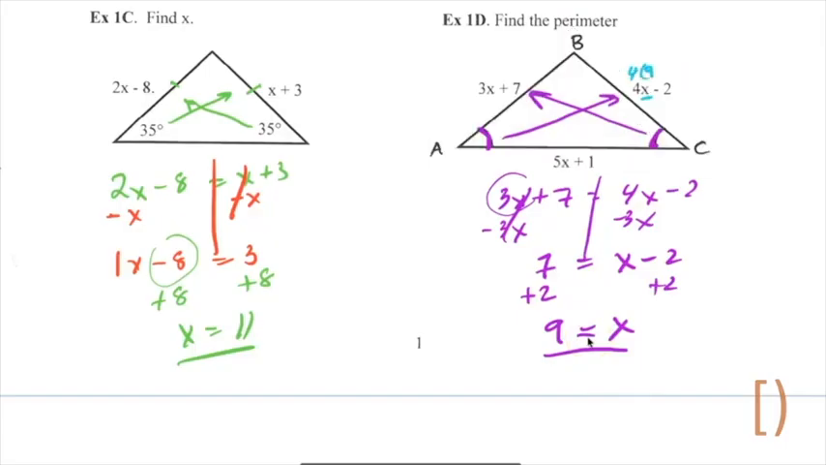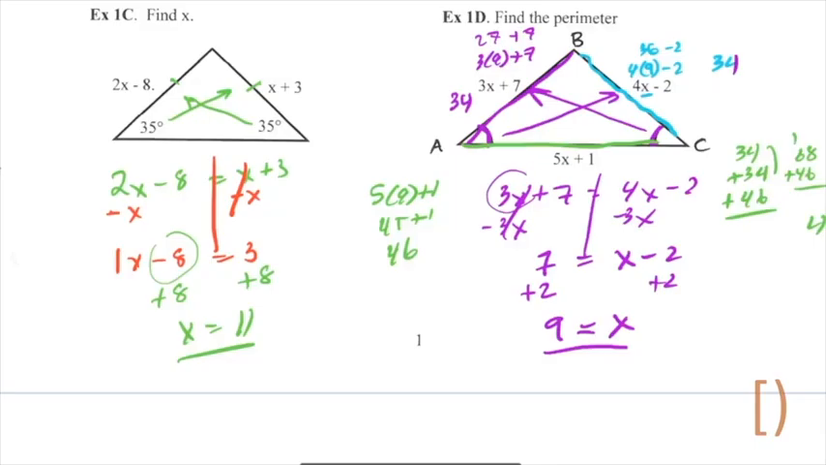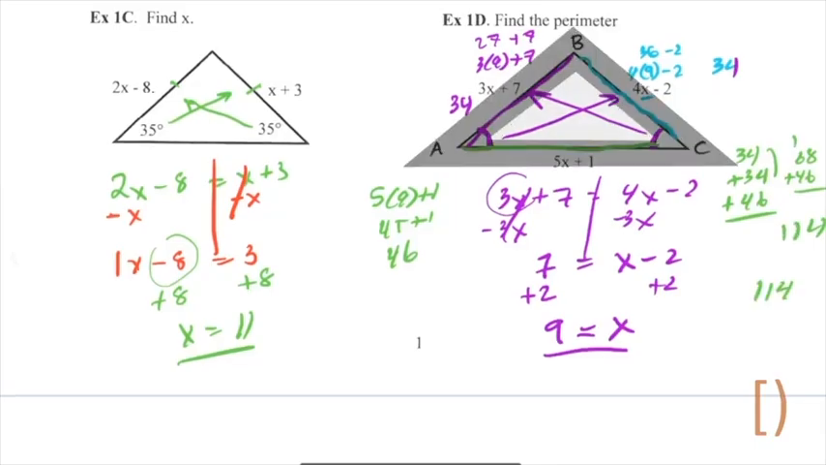I get 4 times 9 minus 2. 36 minus 2 is 34. That's how long this side is. Over here, x is 9. 3 times 9 plus 7. That's 27 plus 7, 34. It's isosceles, so I should have just gone 34 and 34. This side here, 5 times 9 plus 1. That's 45 plus 1, 46. So my three sides are 34 plus 34 plus 46. We're going to add them two at a time. That's 68 plus 46. So that's going to get me 114. The perimeter is 114.